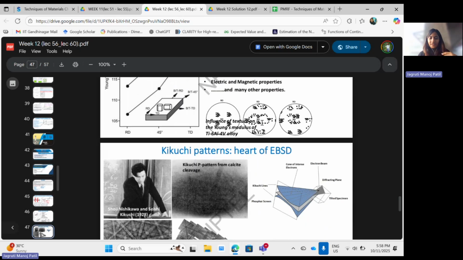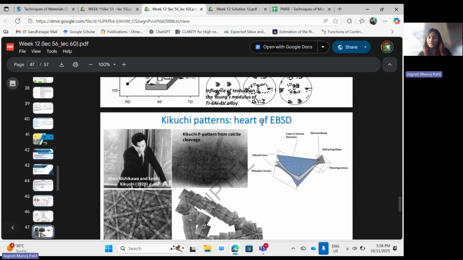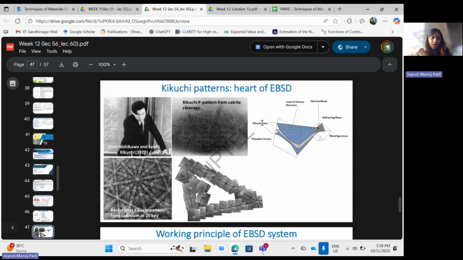There are these certain Kikuchi patterns which are the heart of this EBSD. It is named after the people who invented it, Shoji Nishikawa and Seishi Kikuchi, in 1928. They saw the cleavage structure of calcite, and from there they saw the backscattered pattern of it at 20 kilo electron volts. Nowadays we go much higher, at 50 and so on.